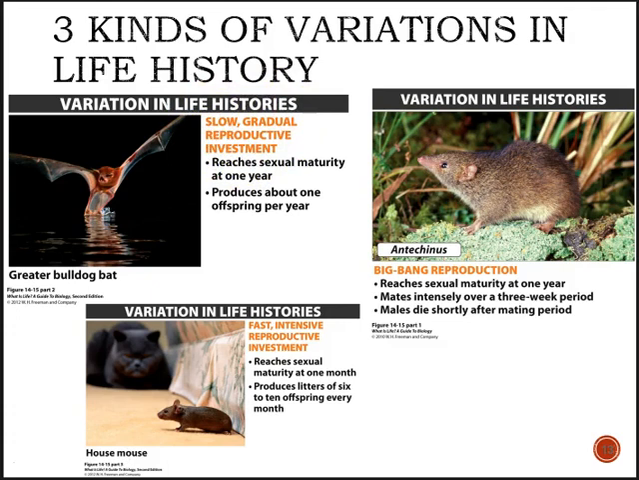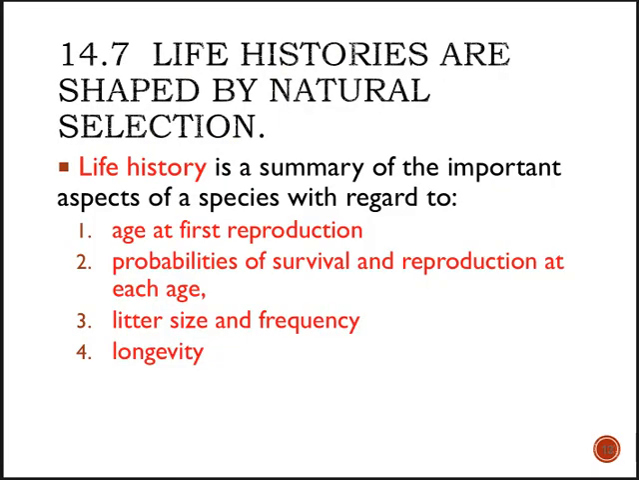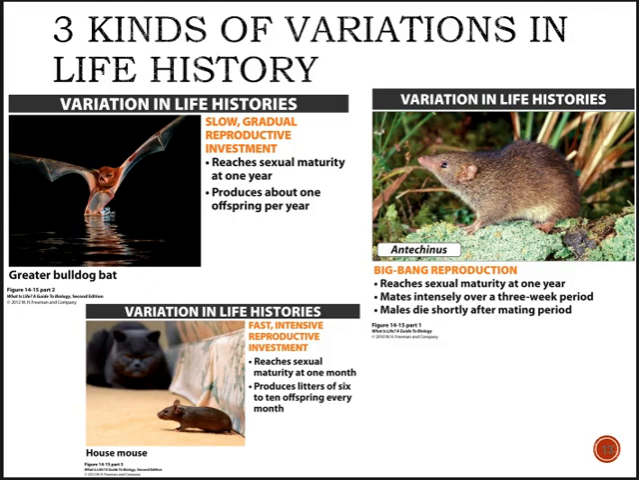And I want you to keep in mind, just going back here, maybe it'll be helpful for you to write these down, that we're going to be dealing with each of these four topics for each of the various patterns that we'll be mentioning again on the next slide. Okay, so thinking about these four, I just mentioned to you slow, gradual reproductive investment. And the example that I'm going to step through with you is the greater bulldog bat.